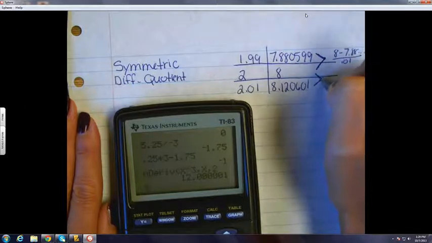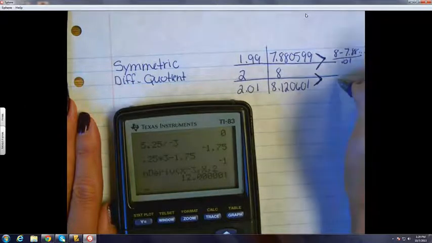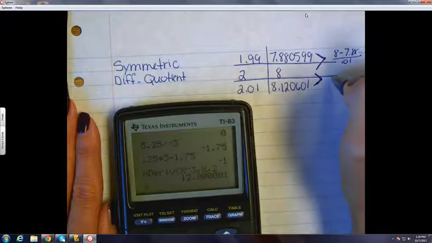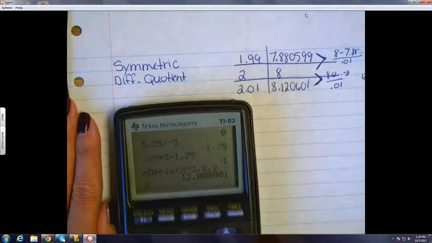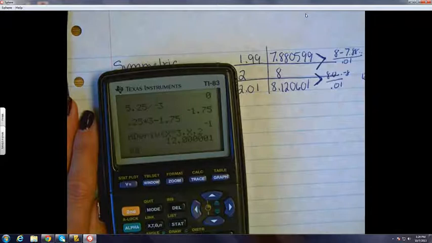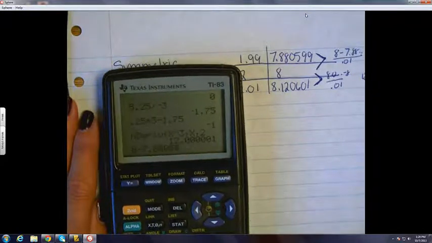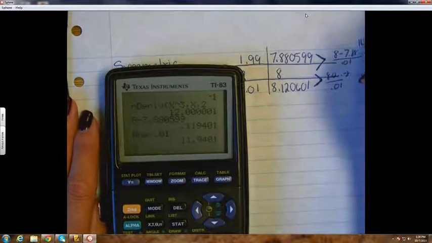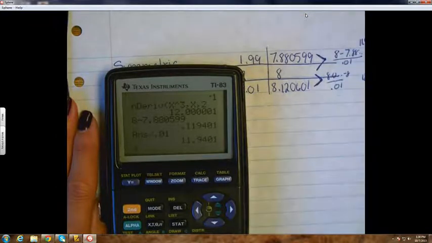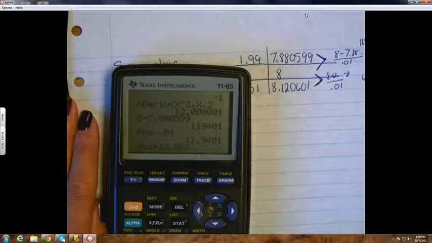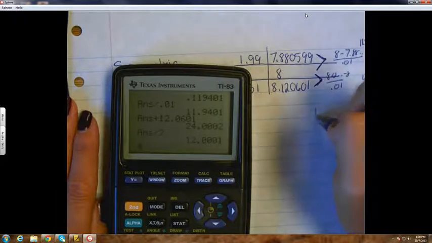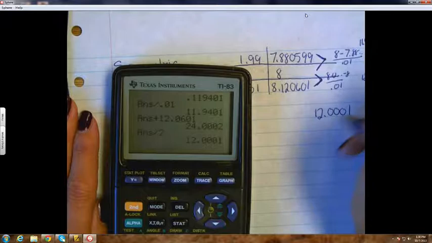This one we already did. This one came out 12.0601 after I go 8.12 minus 8. Okay, this top one we still have to figure out. So 8 minus 7.880599 divided by 0.01. 11.9401. We average those. Divide by 2. We get an average of 12.0001. So again, very close to the 12.